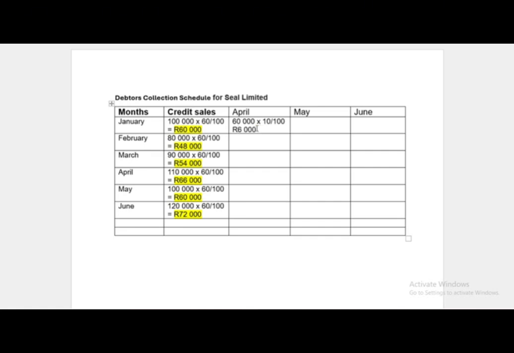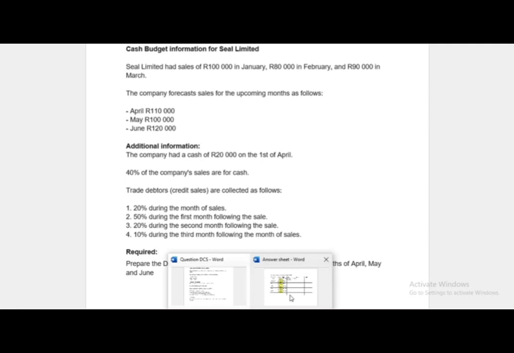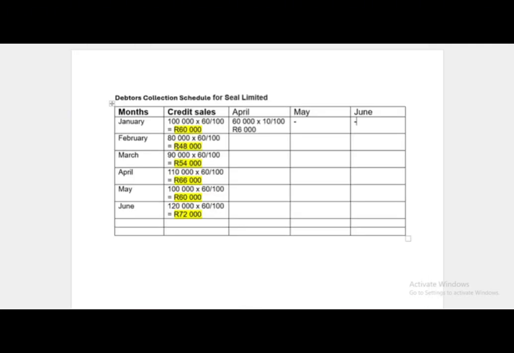And then we are done with January, all right? We are done with January because there's no other collection that we must make after that 10% of collection. So we put a dash, or you can put a 0 right there. All right, so we are done with January. We go to February. Remember, the policy is the one that must guide us, that 20% is collected during the month of sales. So now we go back. We say, we must collect 20% in February from 48,000. But we cannot calculate for February because it's not part of our debtors collection schedule.